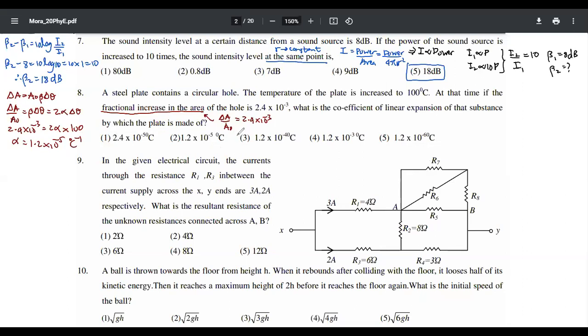Change it. The second answer. I hope everything is okay. Right, 9th one.